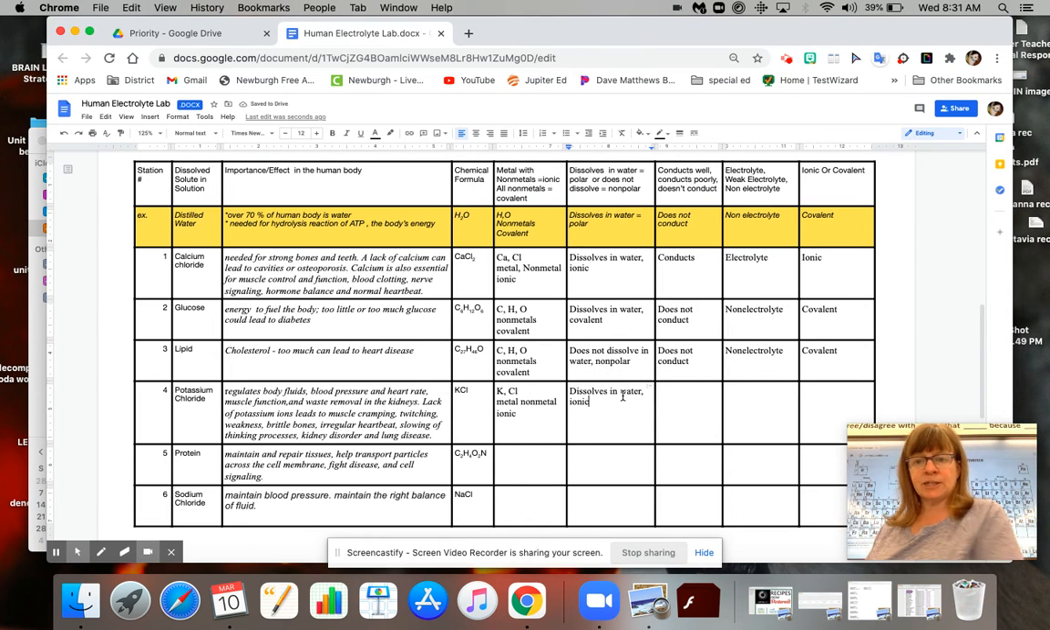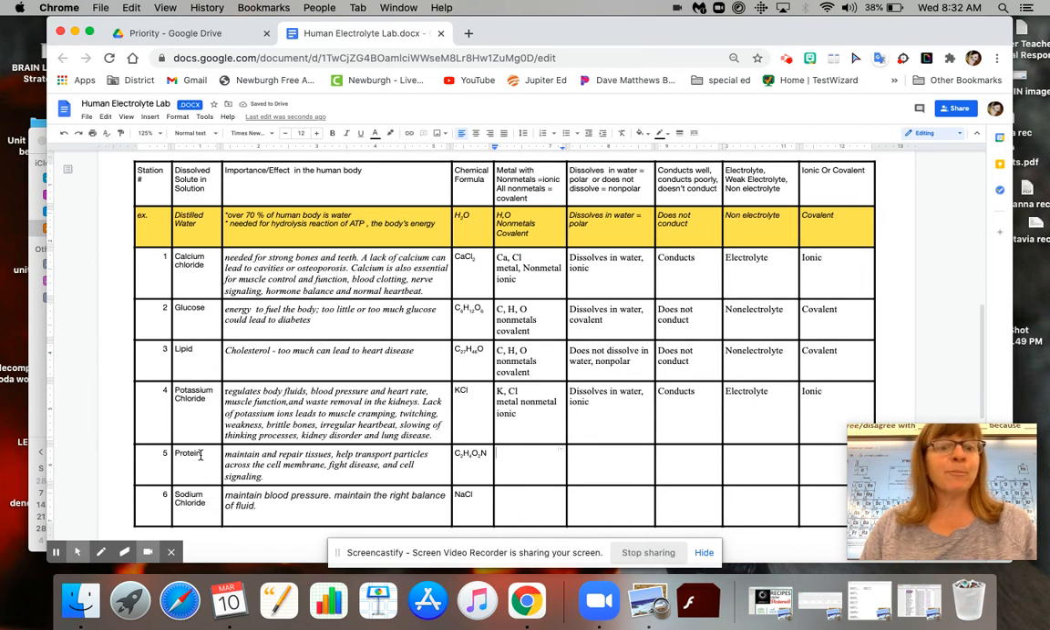Clean off our conductivity tester. Let's see if it conducts. Oh, it's blinking. It's blinking. It conducts. Okay. Conducts. That makes it an electrolyte. And again, we said it's ionic. We should start seeing a pattern here.